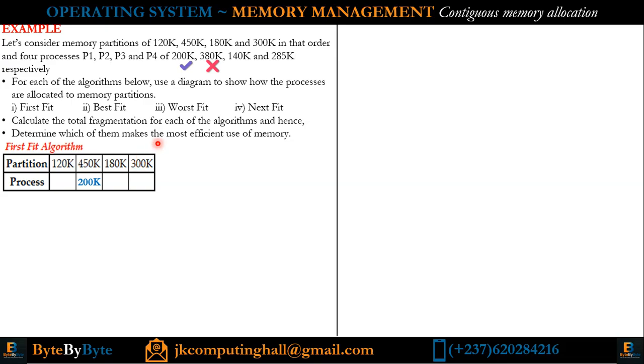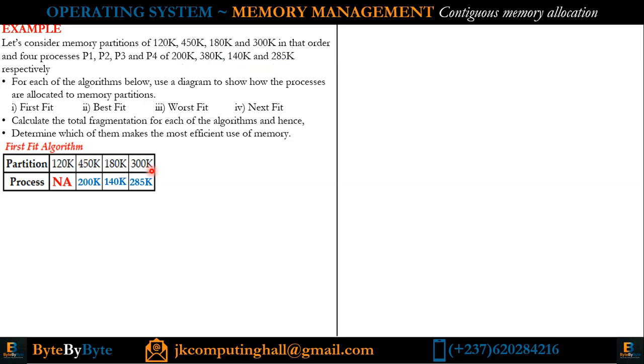Then the 140K, when we come here, this is not enough. When we come here, this one is enough. So the 140K goes to the third partition. So we are done with the 140K. Then for the 285K, this cannot, this can, because we are always starting from the beginning. So the 285K will be allocated to the fourth partition. So for the first fit algorithm, we have P1, P3, and P4 which are being allocated to partitions, and we have a single partition which is not allocated.